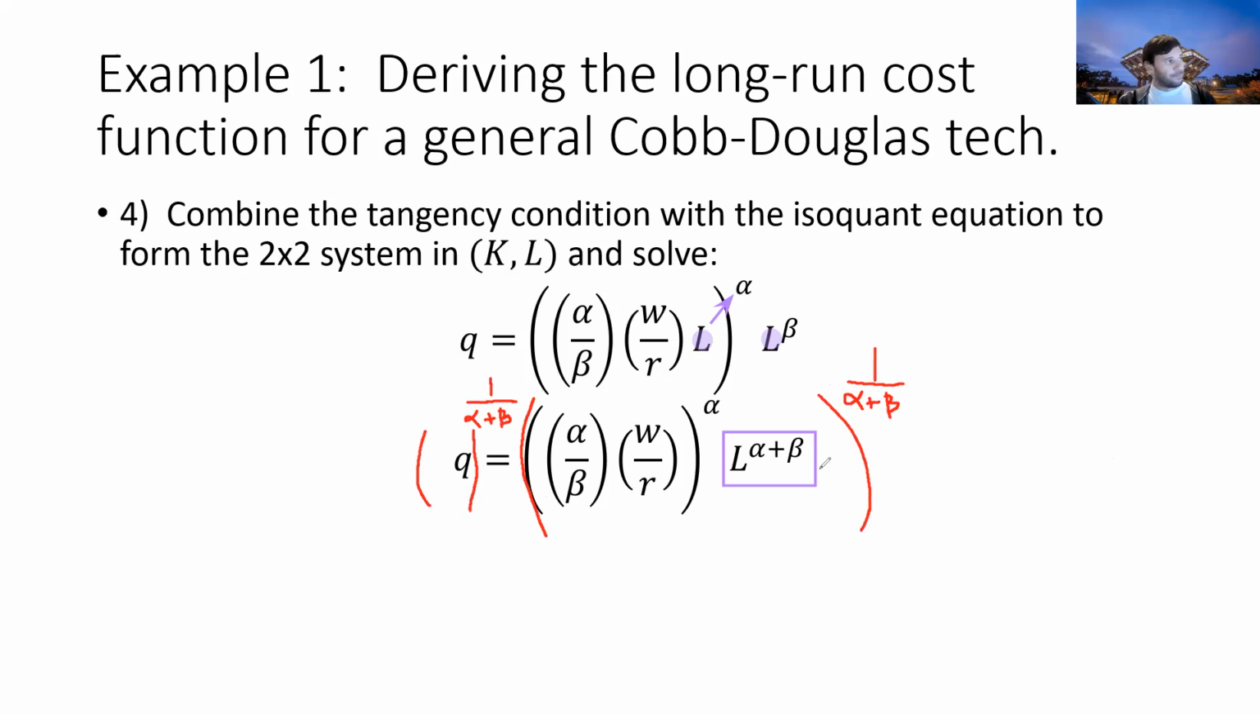When I do that, you should notice that exponent is going to cancel with the exponent on L. I will be left with just an L. Okay, we will distribute the exponent in to this alpha, that is raising all those other constants, right? Beta over alpha times R over W.